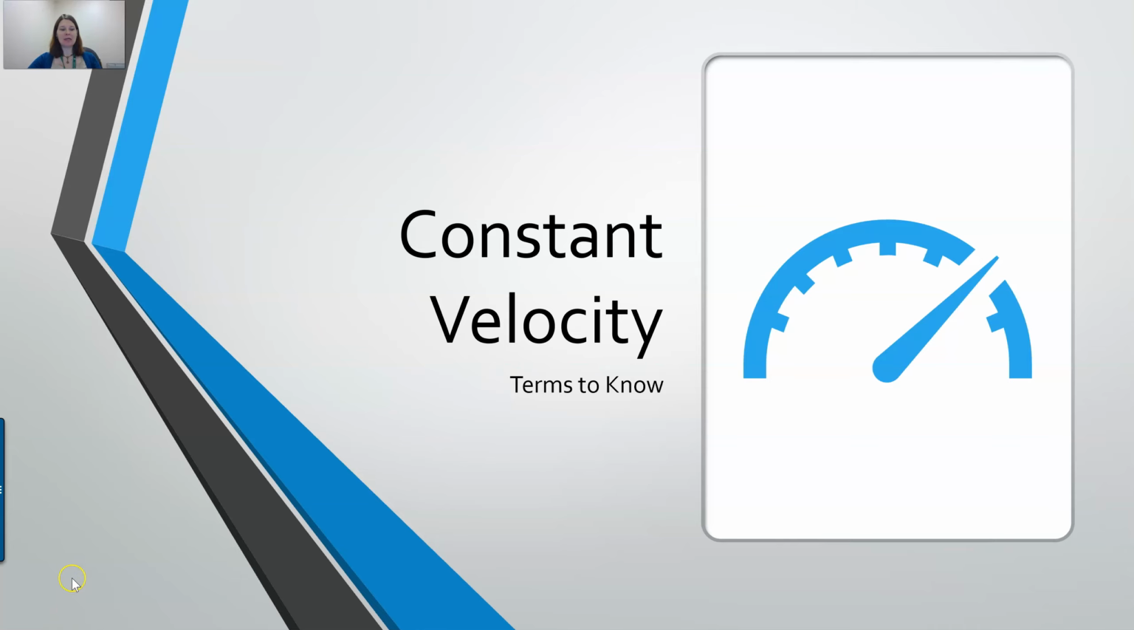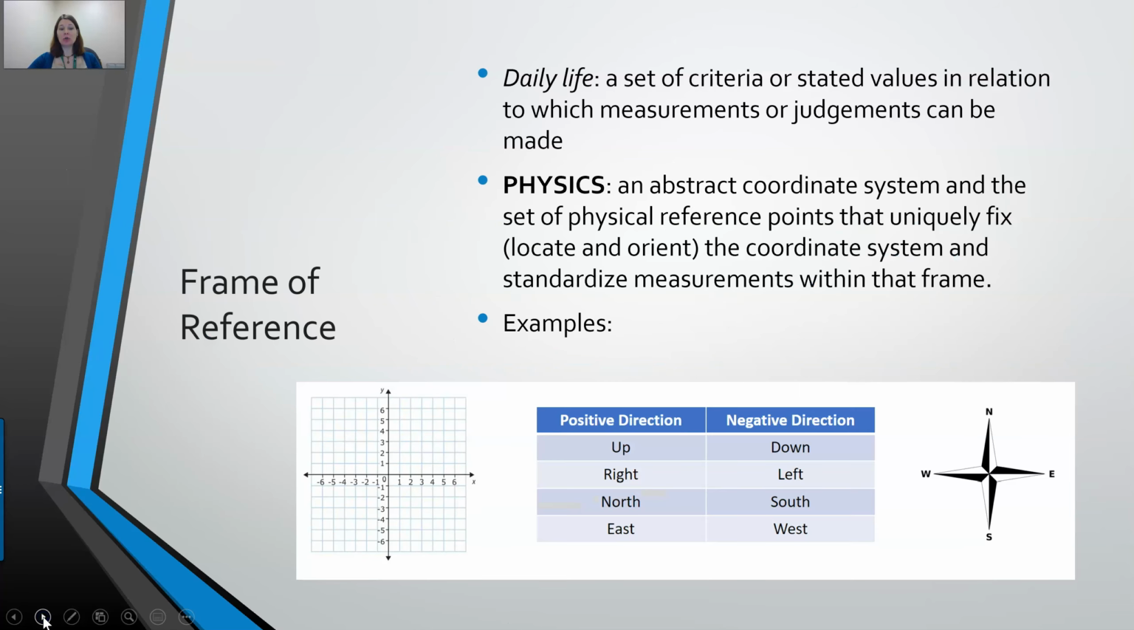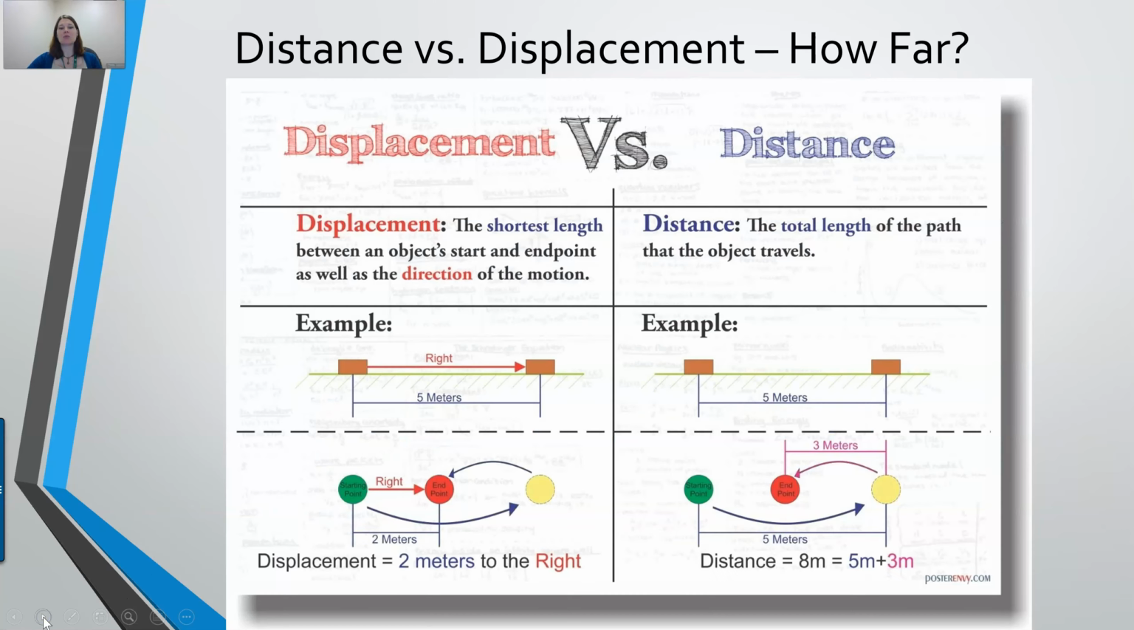Today I want to talk a little bit about some constant velocity, some terms to know, and those terms include frame of reference. In your daily life, a frame of reference is just what you're comparing stuff to, but in physics, we're talking about a coordinate system and all of the reference points that will give you a unique location within that frame of reference. And so when we talk about positive directions, negative directions, cardinal directions, or graph coordinates, those are all frames of reference. And that's a really important thing.